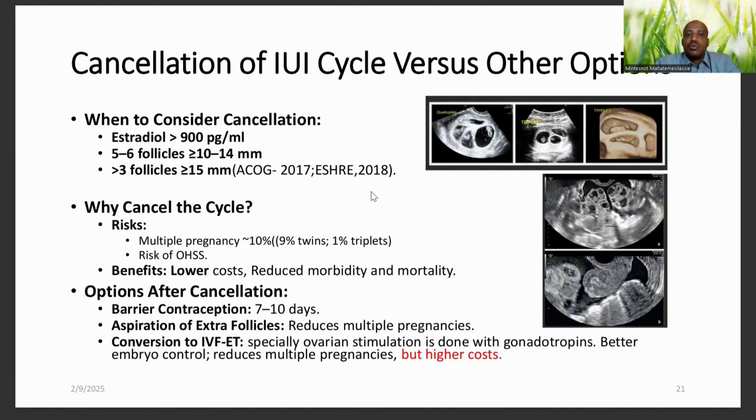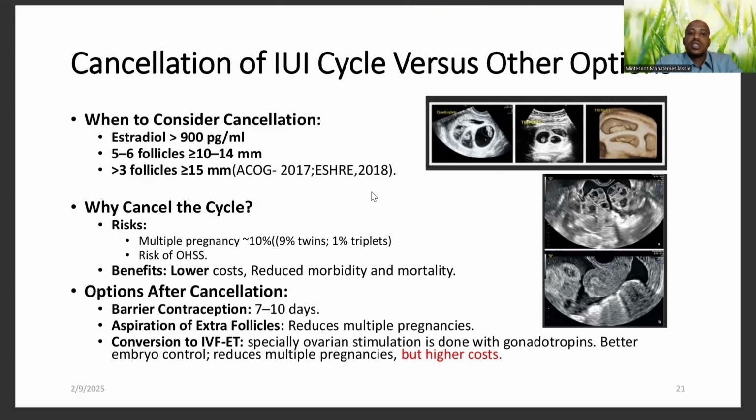During cycle monitoring, sometimes we may be forced to cancel the cycle because if you continue the cycle, there is a risk of multiple pregnancies that will lead to premature delivery and fetal morbidity, as well as a risk of ovarian hyperstimulation that leads to third space fluid loss and multiple organ failure. So in order to prevent that, sometimes we have to cancel the cycle, especially if the serum estradiol level is more than 900 picogram per ml.